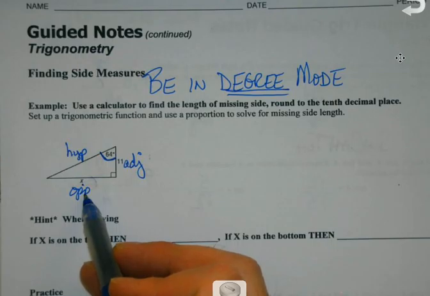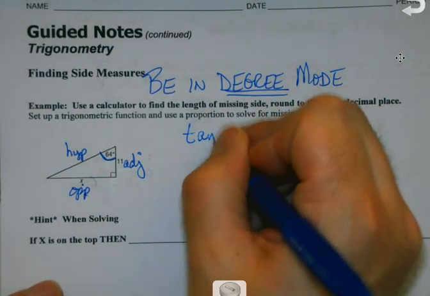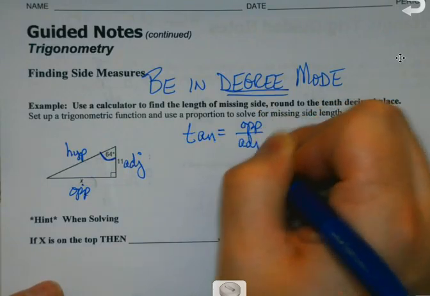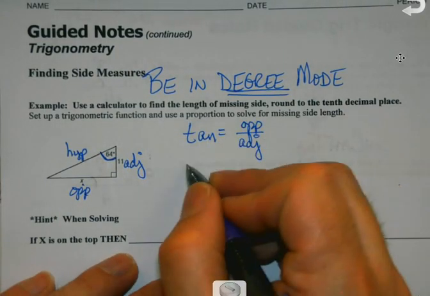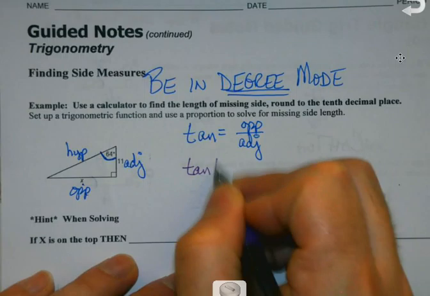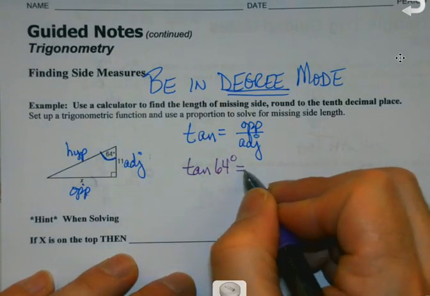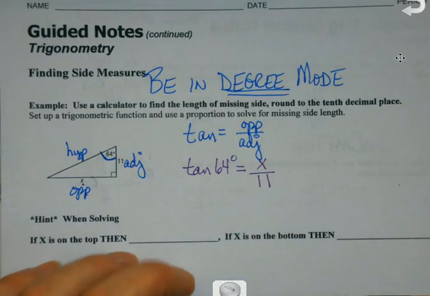I thought I heard it. Tangent. Okay, because tangent is opposite over adjacent. So, I'm going to go ahead and make a proportion of sorts out of this. So I'm going to have the tangent of 64 degrees equals opposite over adjacent.